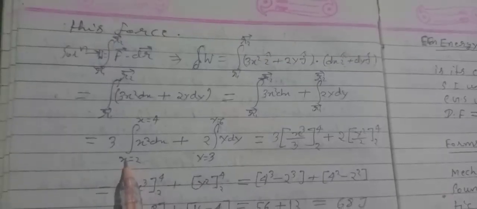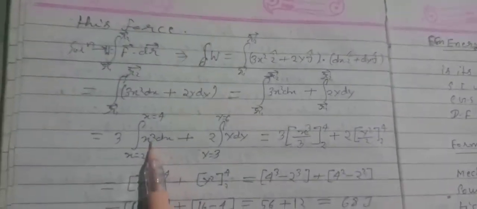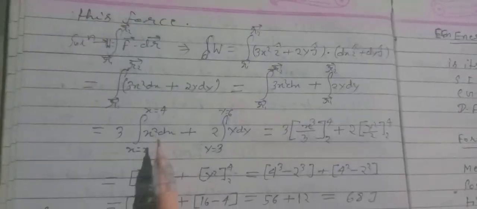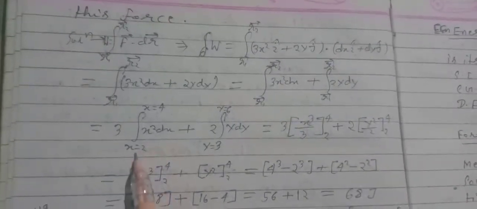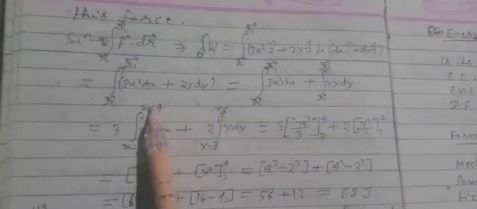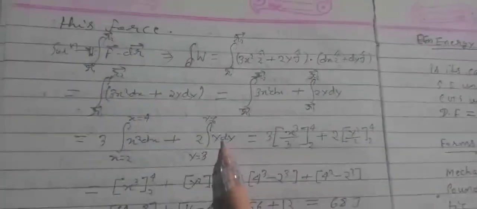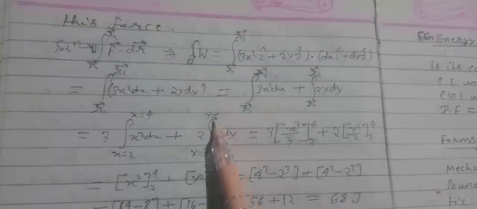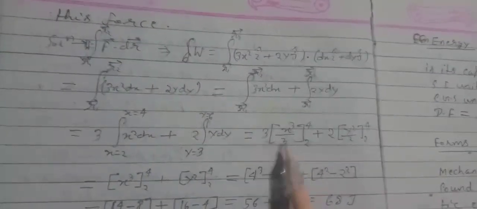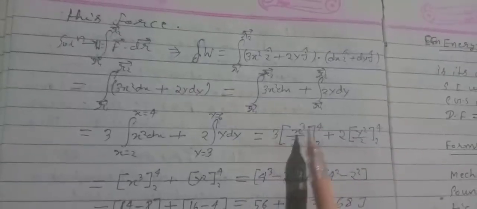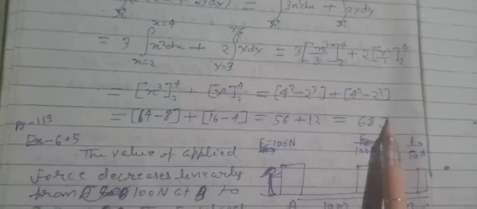Because here the function is of x, in the limit we have to take the values of x. So the initial value of x is 2 and the final value of x is 4, for x square dx. Similarly we can write the integration of y from 3 to 6 of y dy. Solving this, we have 3 into x cube by 3 with limits 2 to 4, plus 2 into y square by 2 with limits 3 to 6, and finally we get the work done equals 68 joule. Answer.